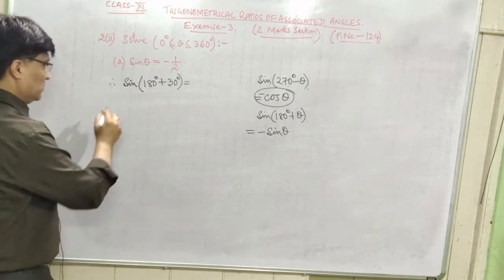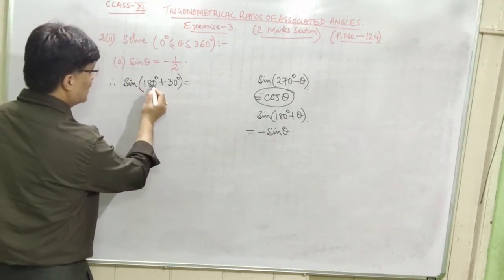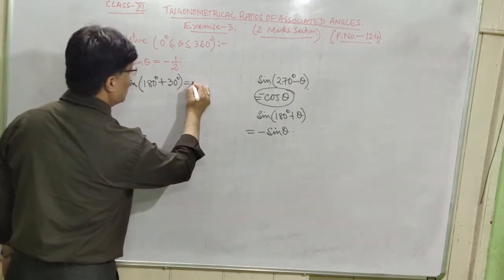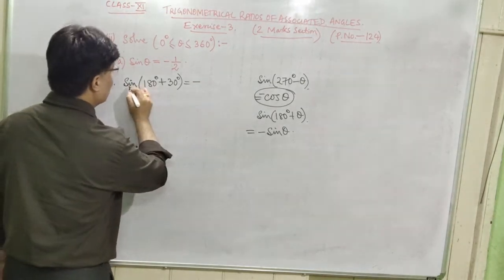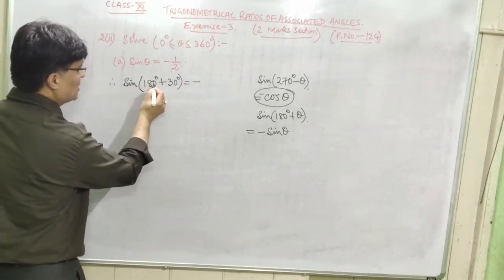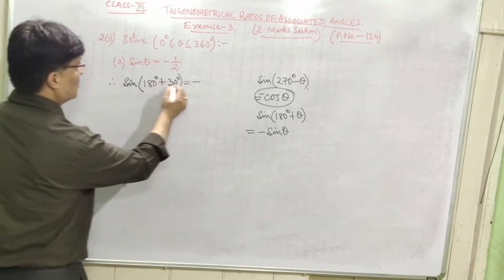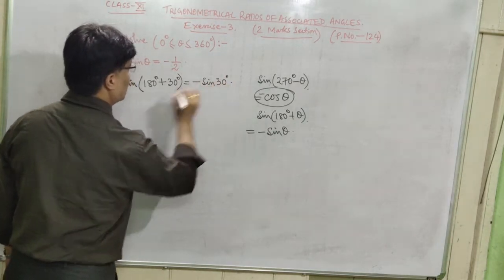Okay. So now you can write down the formula in this case. Sine 180 degrees plus 30 degrees lies in the third quadrant. In the third quadrant, sine is always negative, minus. Sine remains as it is because this 180 degrees is an even multiple of 90, 90 into 2. So sine remains as it is, that is, it is minus sine 30 degrees.